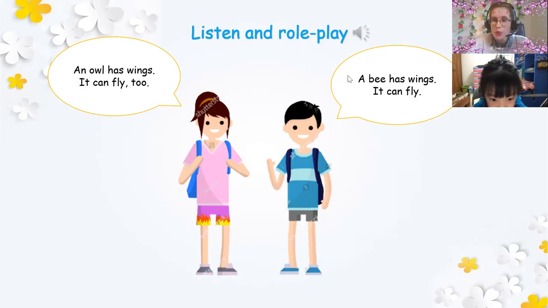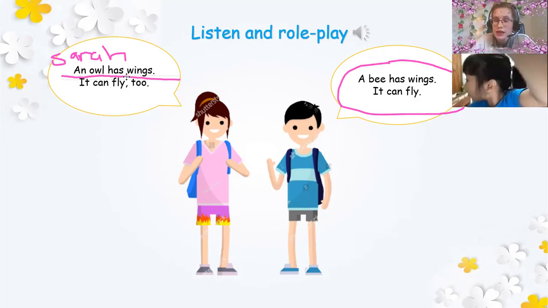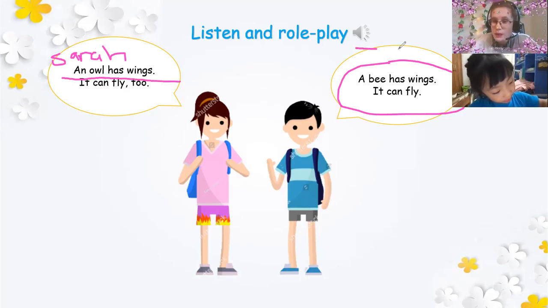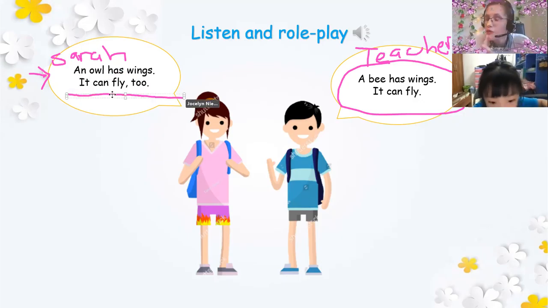Okay, I'm going to read as the boy. So teacher will read this one. Teacher, and this will be Sarah. Okay. A bee has wings. It can fly. Sarah? An owl. A bee has wings. Oh, this is okay. Teacher read this one. This is for Sarah. Read for me this one. An owl has wings. Good job. It can fly too. Good work. That's a good job. Well done.